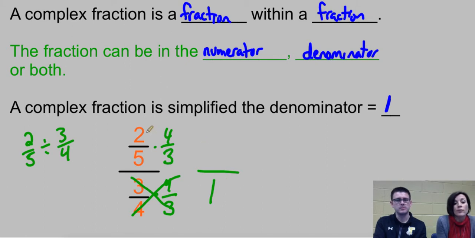We look for the numerator to see if we could cross simplify. Doesn't happen in this problem. So 2 times 4 is 8, and 5 times 3 is 15. So our answer is 8/15.